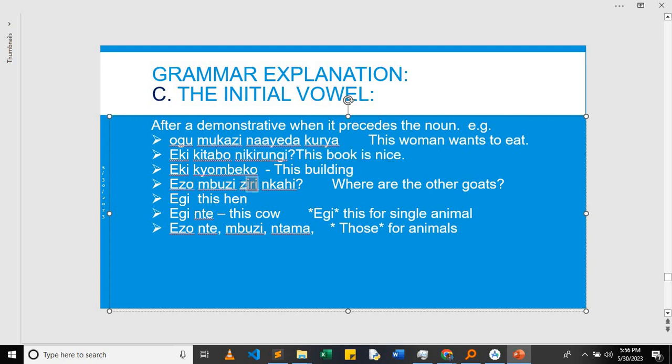Ezombuzi ninungi. Ezombuzi ni nungi. That means those goats are good. Those goats are good.